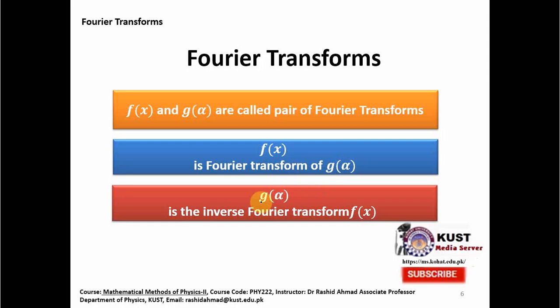If you look at the formulas, the factor of 1 over 2 pi was present only in the g alpha definition, but since it's just a matter of definition, you can split it and write 1 over the square root of 2 pi with both of them. Then it becomes completely symmetric, and it's just a matter of choice which one is the Fourier transform and which one is its inverse.